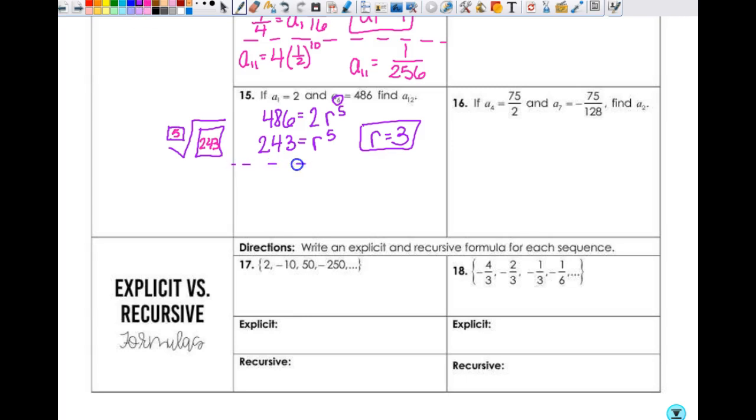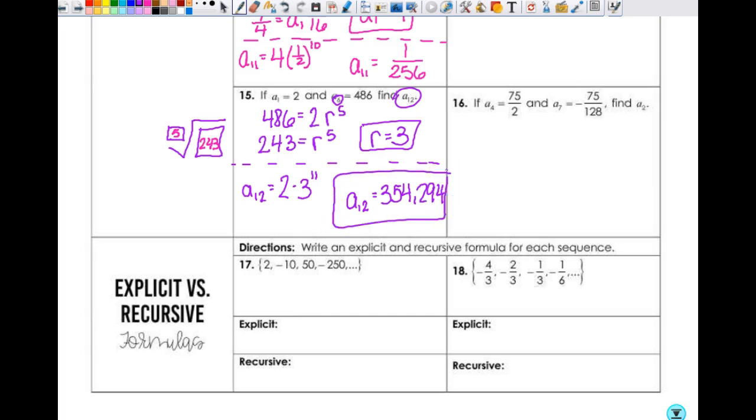So now that I have R, I want to find A12. So A12 equals A sub 1, which is 2, times 3 to the 11th power. That's a big number again. Not a million. 354,294. Questions?